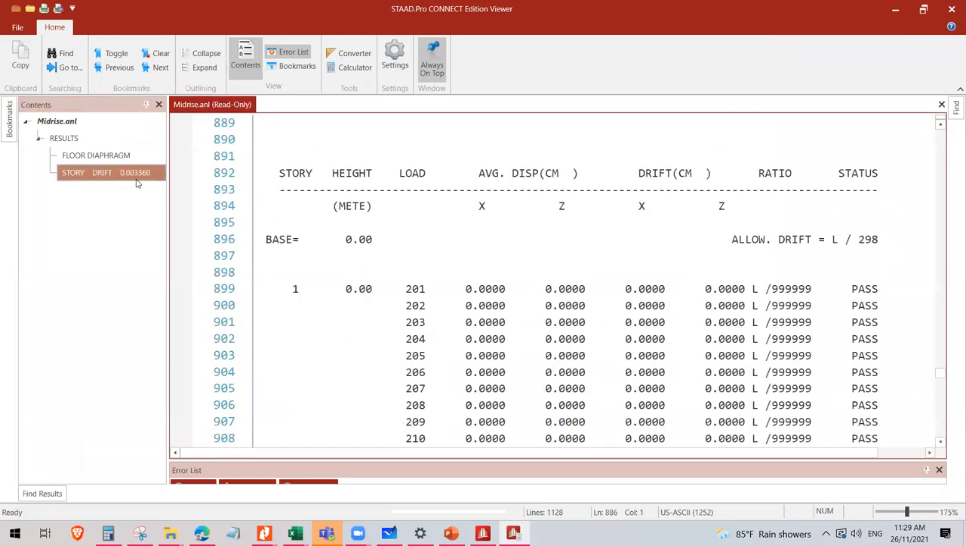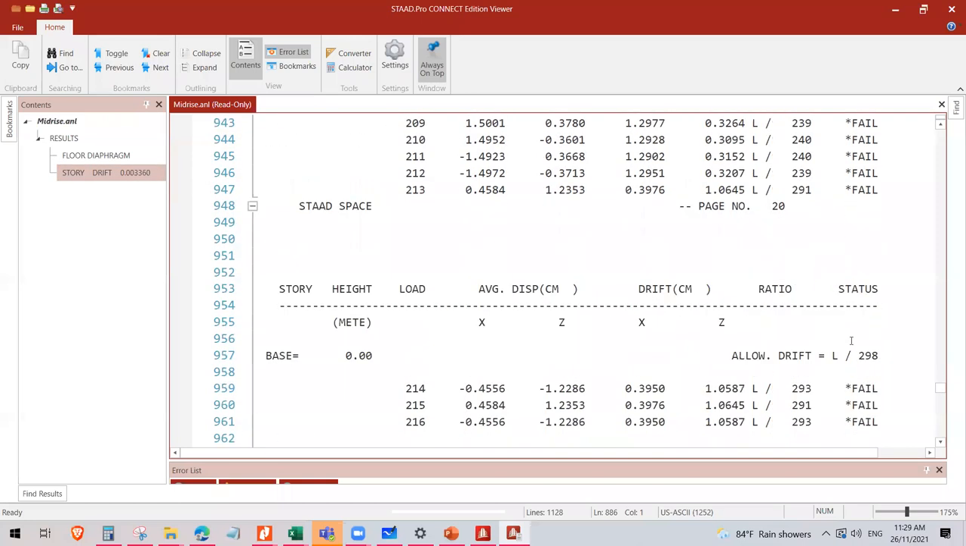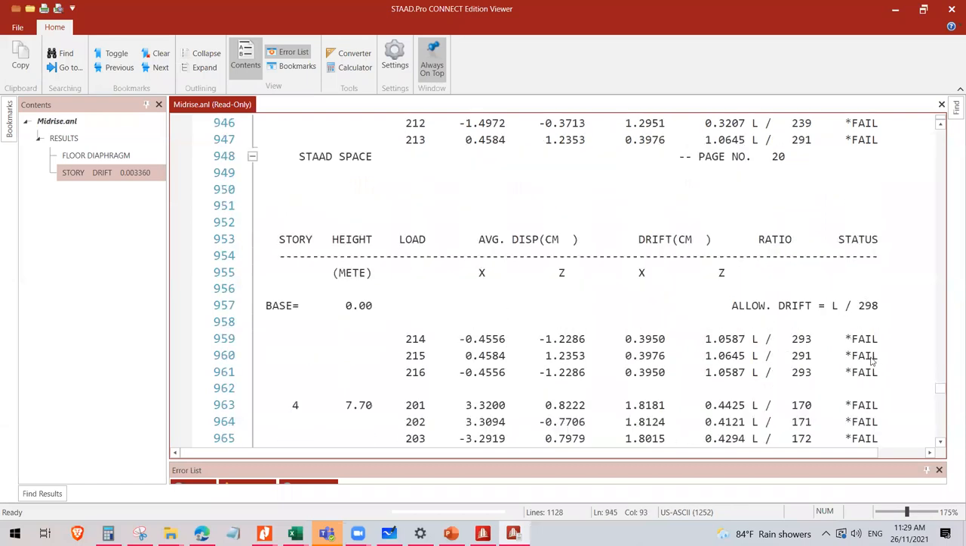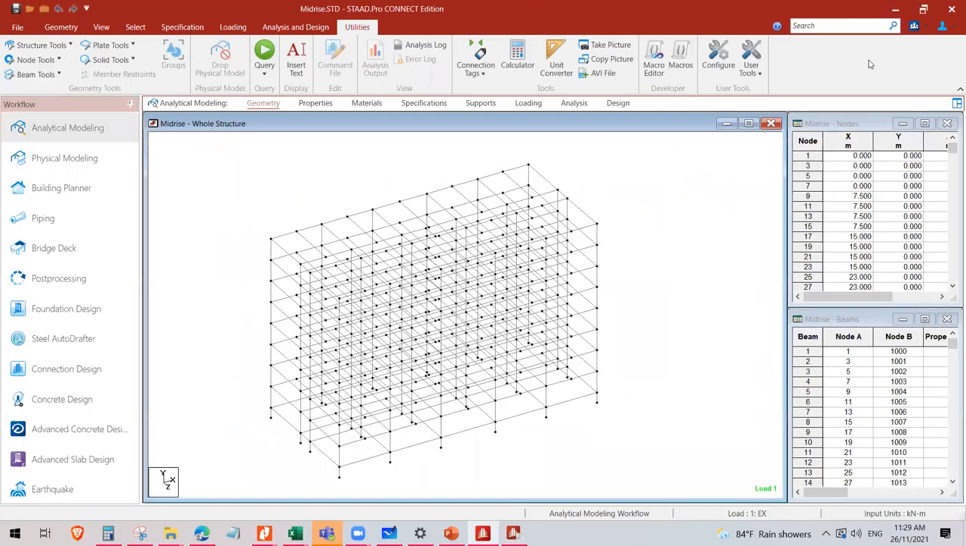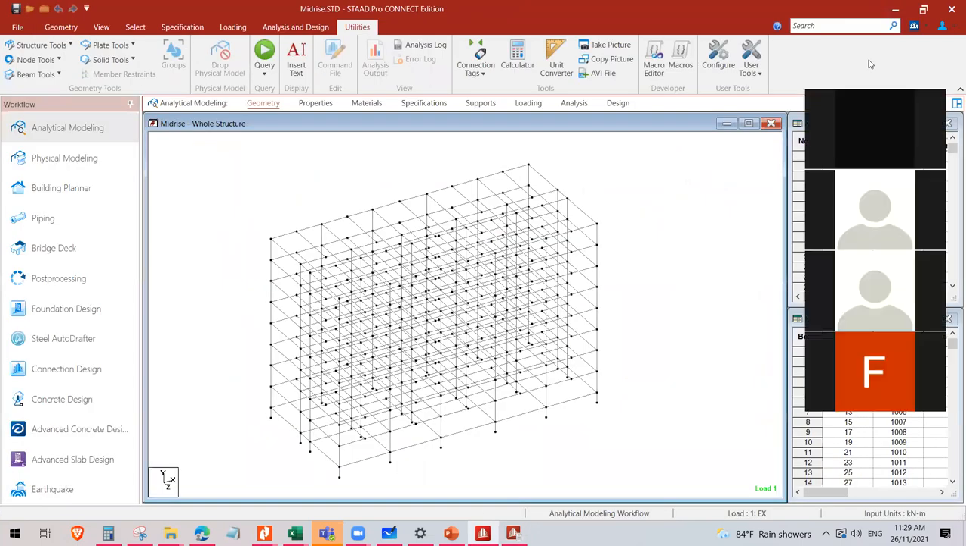Makita nyo yung factor niya is 0.00336 because syempre ang period niya is more than 0.7 seconds. Kaya 0.002H yung limit dyan. Yan, nakita nyo nag-fail na siya. Okay? Failed na siya. So what does it mean? Ibig sabihin, mid-rise na siya, 0.7 na yung period niya. So nagsi-sway na siya ng malaki, such that nava-violate na niya yung 0.002H ng code.